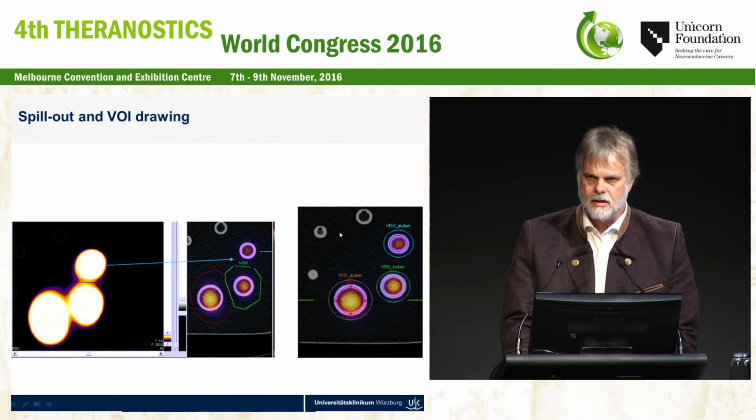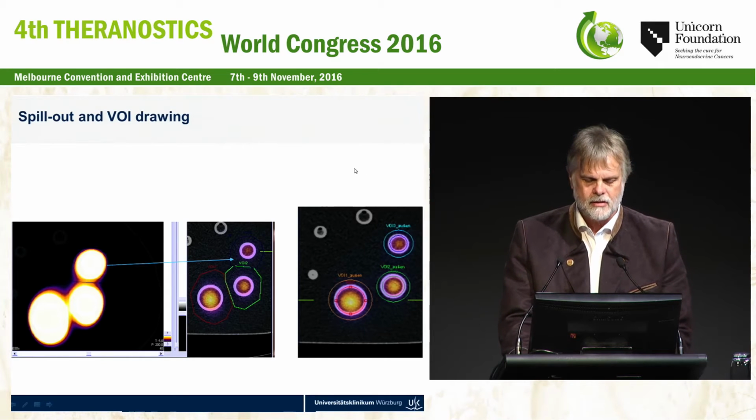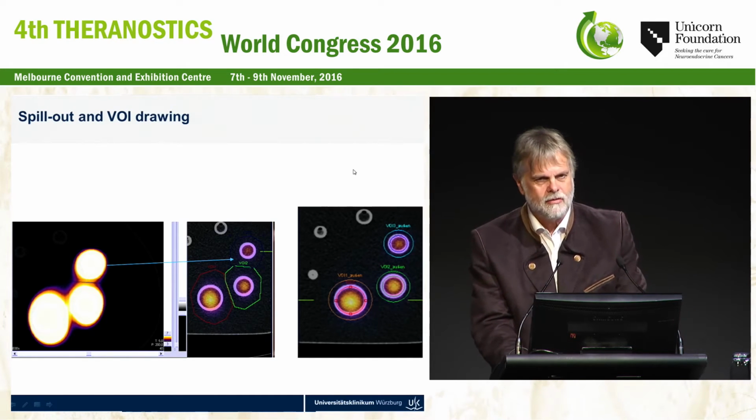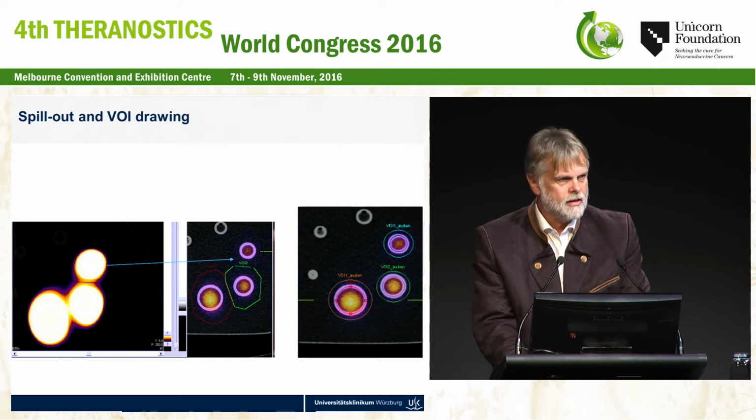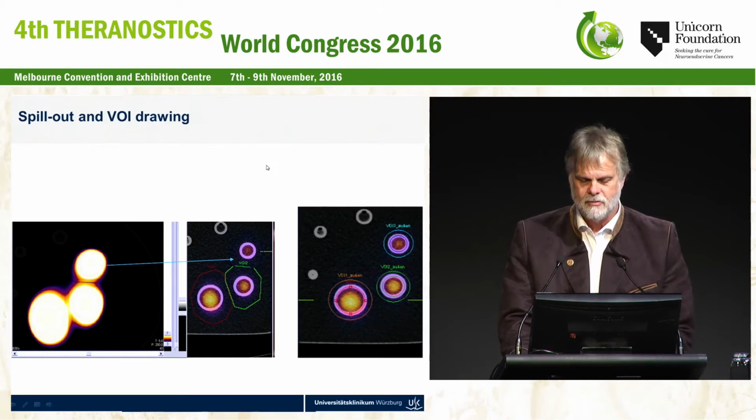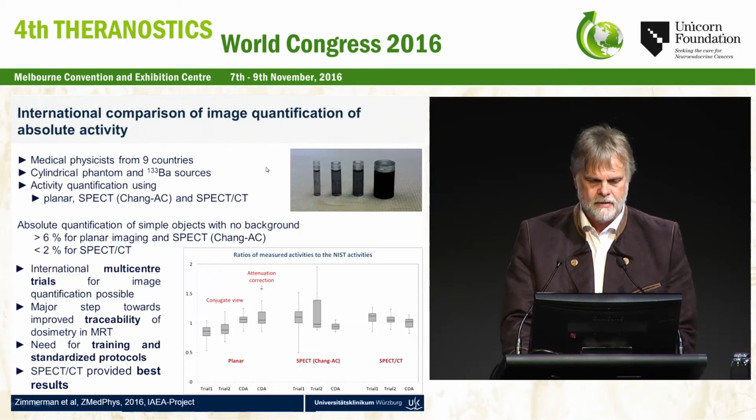Also, this process is not standardized, so this is one of the major obstacles. If you have 10 people drawing regions around the patients, you probably end up with 10 different regions, so you will get some variability in this.